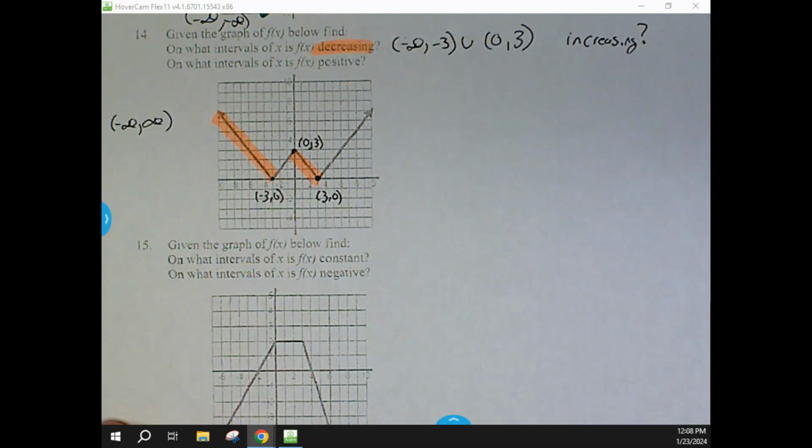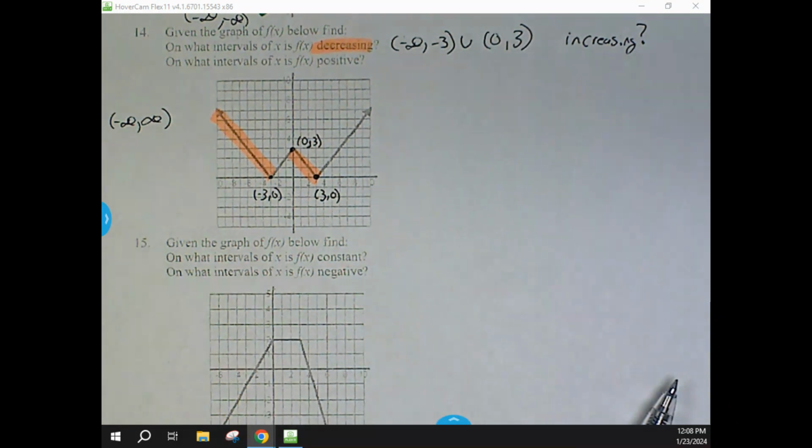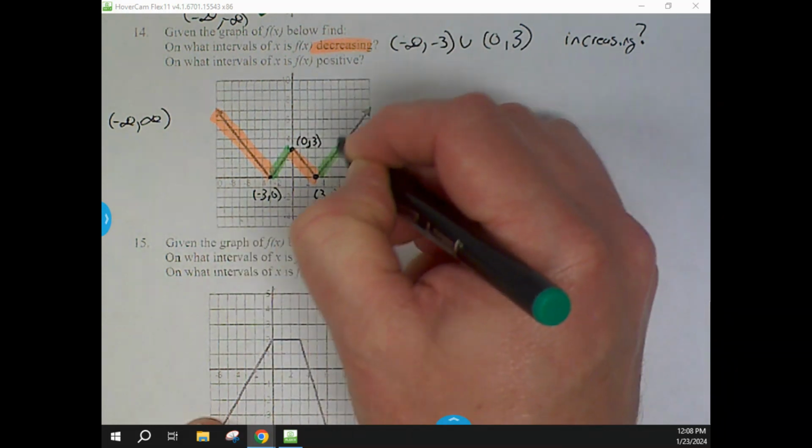Okay, so we've got increasing, or we've got decreasing. We're going to do increasing as well. Well, that'll be the other 2 parts, right? So it's going to be increasing from, which is positive slope. That's from here to here, and from here to here.